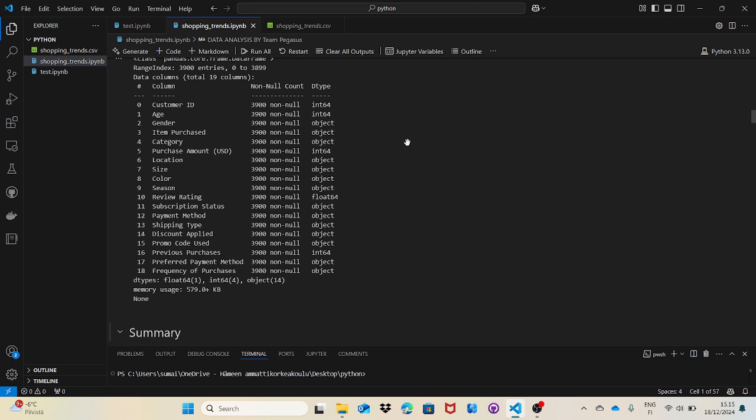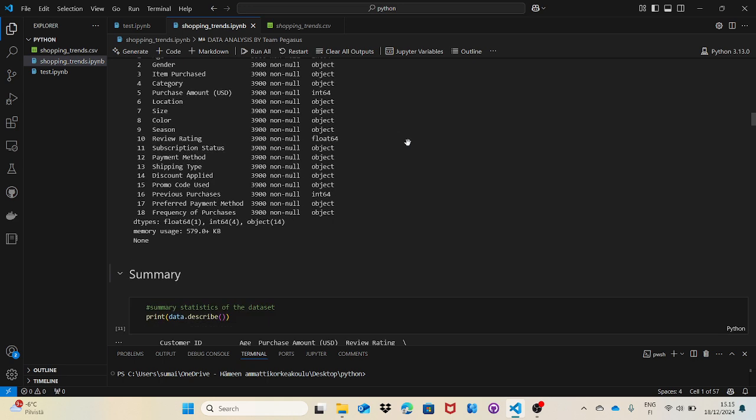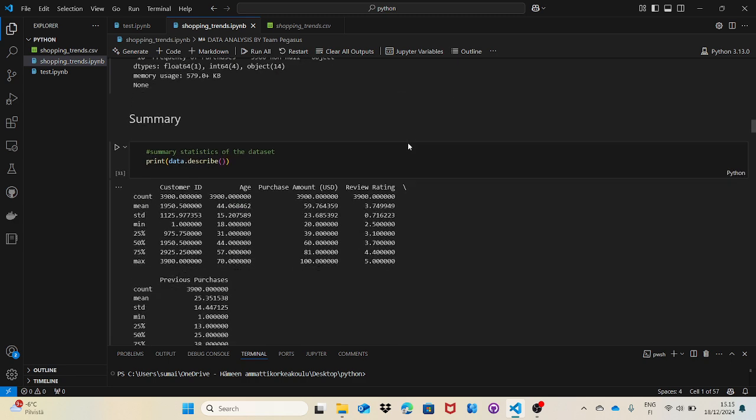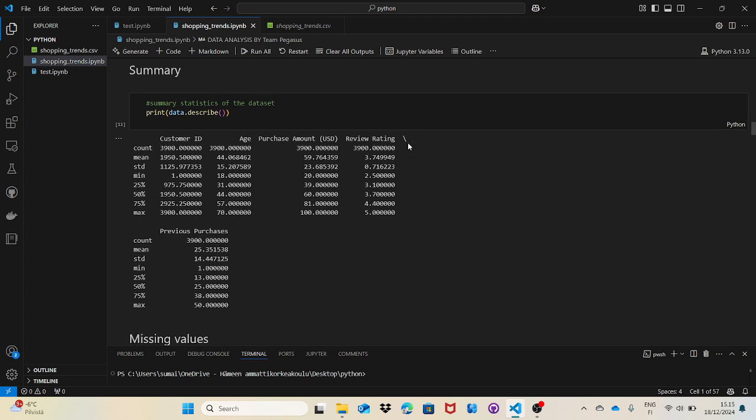We also used describe and summary to get basic statistics like the minimum, maximum, and average values for numerical columns. This gave us a deeper understanding of the dataset's scope and pointed out potential issues like missing data or inconsistent formats.